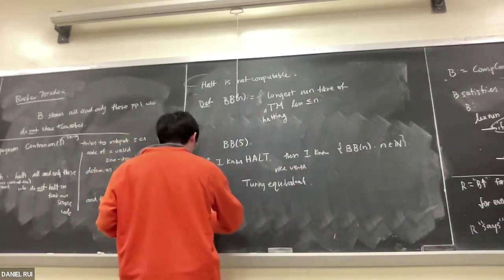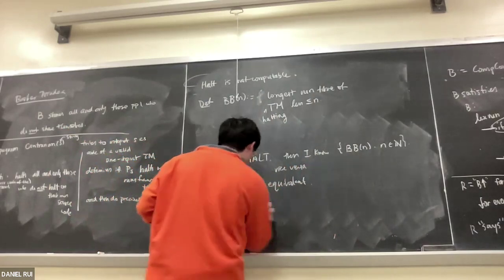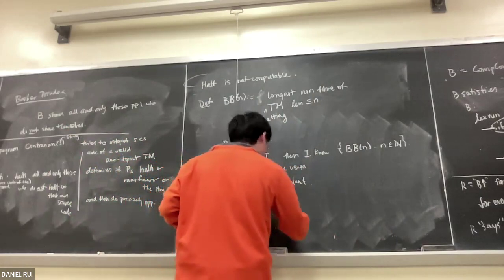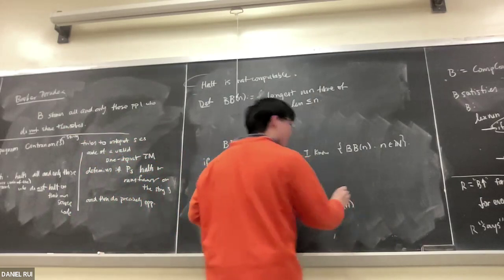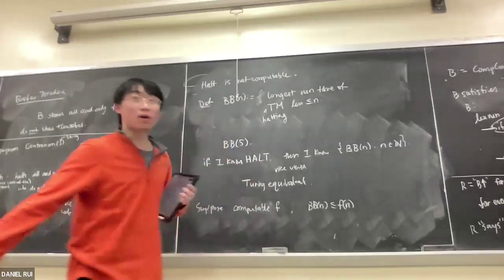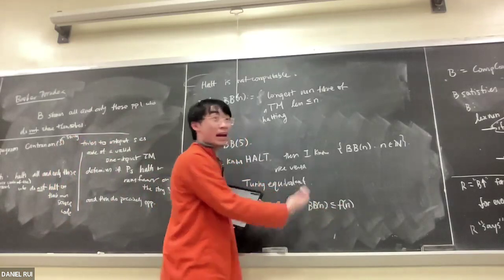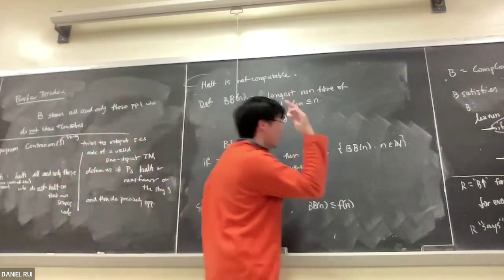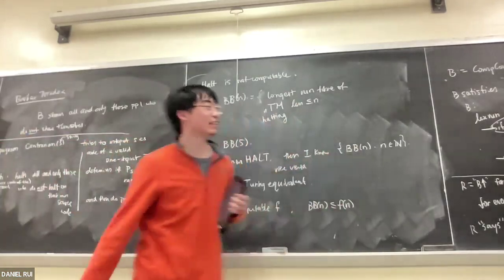Because suppose I have a computable function f, such that BB of n is less than f of n. Then I can find an algorithm to determine if it halts. I can just run the program f of n many steps, and then if I haven't halted by then I can conclude it runs forever. So in fact, there is no computable upper bound for the Busy Beaver numbers.